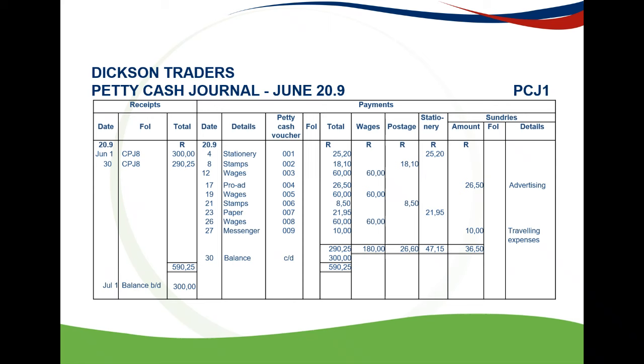Here we have just an example. This example you will also see comes from your study guide. I said it's study unit 8. There's an example for Dixon Traders, the petty cash journal for June 20.9. You will see in your petty cash journal, you have basically your receipts and your payments. It's not like with your cash receipts journal and cash payments journal, where those two journals are separate. With your petty cash journal, it's one journal reflecting your receipts.